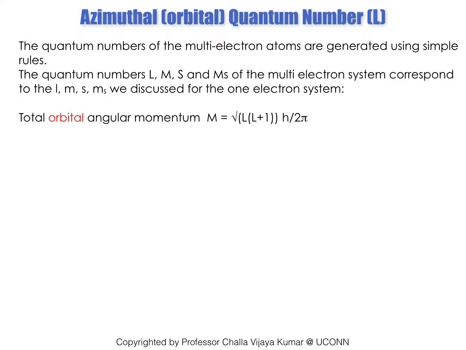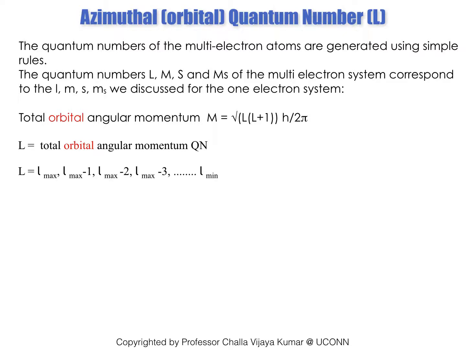So how do we define L? L is your total orbital angular momentum quantum number, and L is given by a simple rule saying that it starts with L max, then L max minus 1, L max minus 2, etc., down to L min. So we have not defined what L max or L min is. L max is simply the sum of the l values of the individual electrons present in our system: l1, l2, l3, l4, etc.